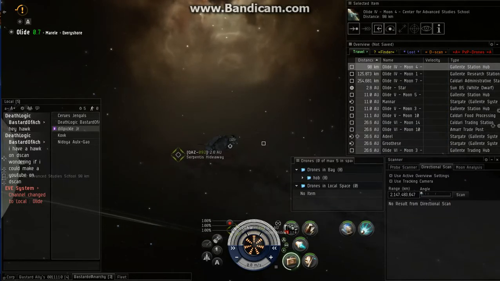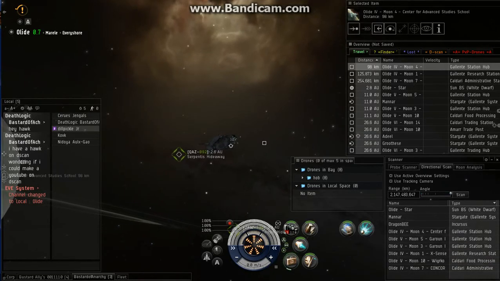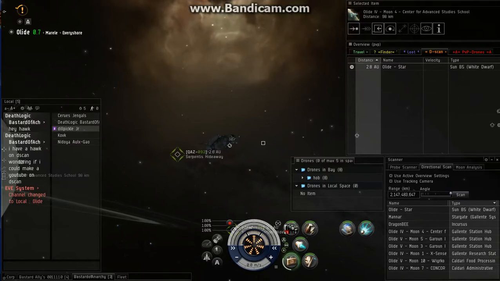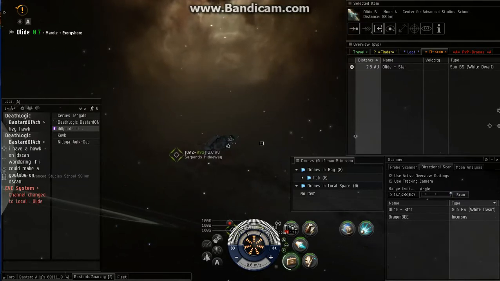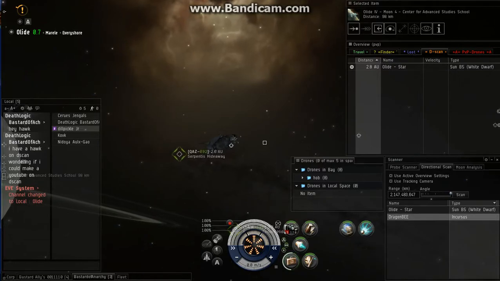One problem that a lot of people have is when they scan 360, they have a lot of clutter. It could be even more than what I have here. A good trick of the trade is having a tab to take away all this, just to show you what is in the system. So we see that we have Dragon Bee and Curses in system.